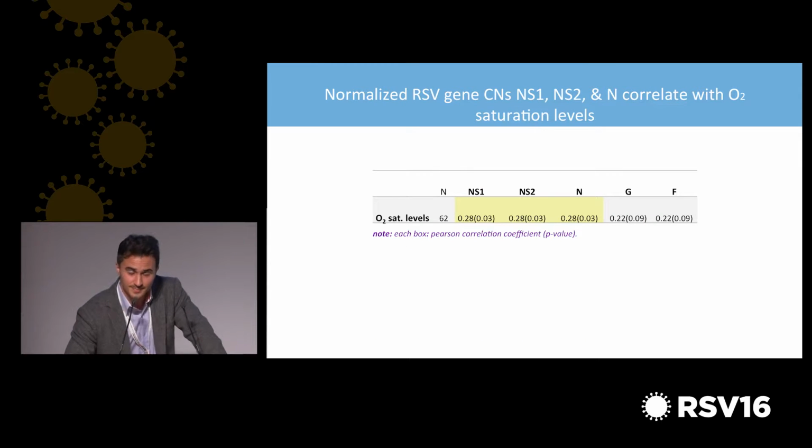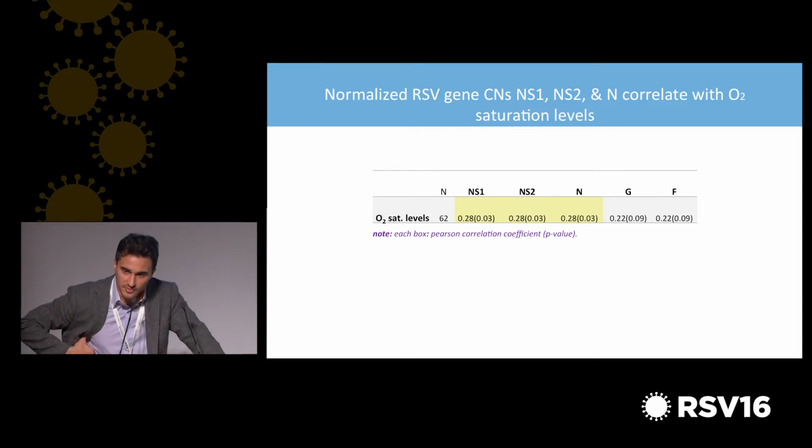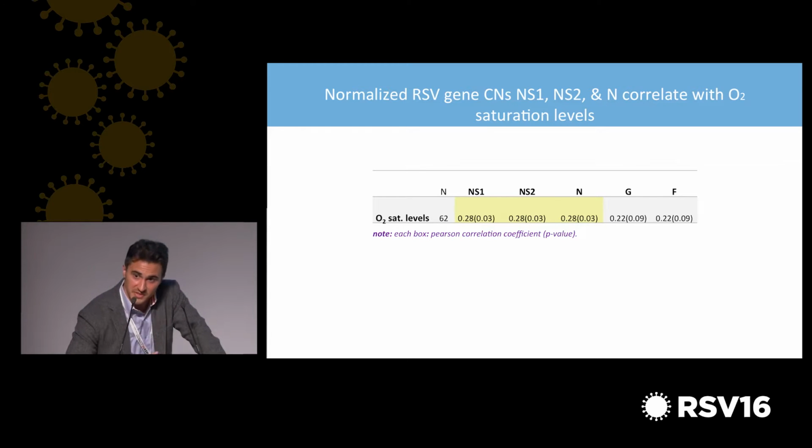So to further probe that correlation, we look for correlations between RSV gene copy numbers and O2 saturation levels. Because if it's indeed the case that kids with more RSV gene copy numbers are better off, then you would expect a positive correlation between RSV gene copy numbers and O2 saturation levels. And that's exactly what we see for RNSP normalized NS1, NS2, and N genes.